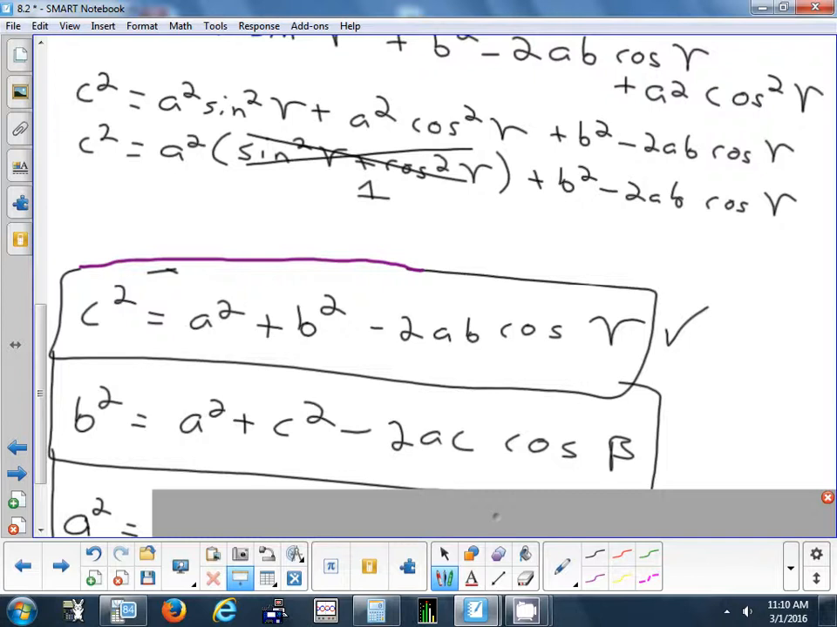So the idea of the law of cosines is it's one side squared equals the sum of the squares of the other two, minus twice the product of the other two times the cosine of the angle across from the side you start with. Okay, I'm not going to go through and reprove it three separate times.